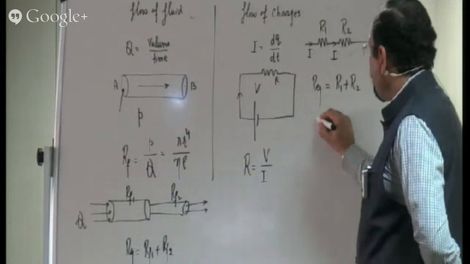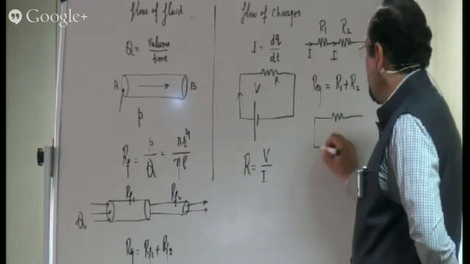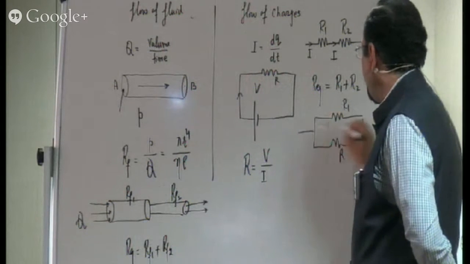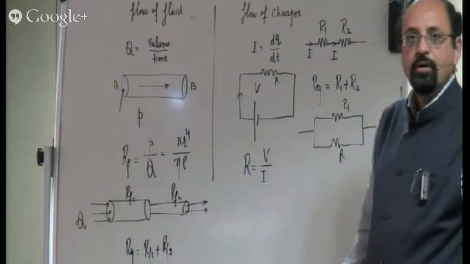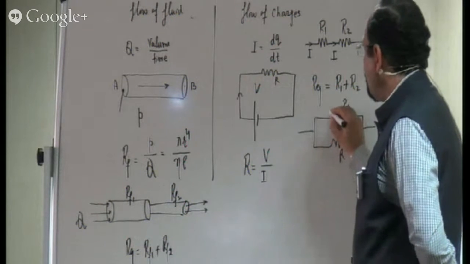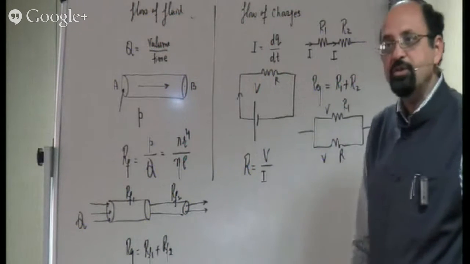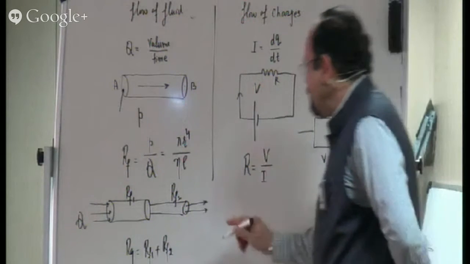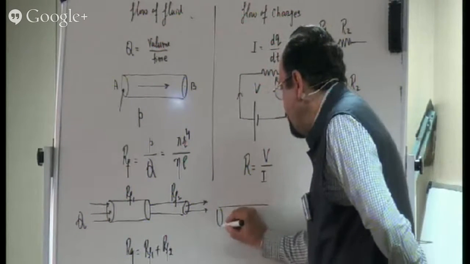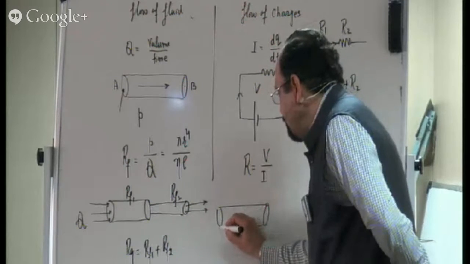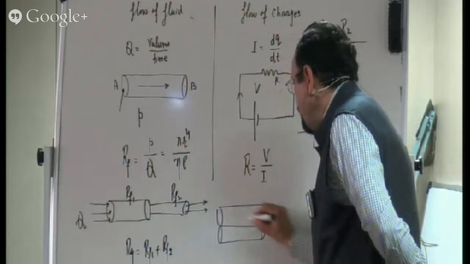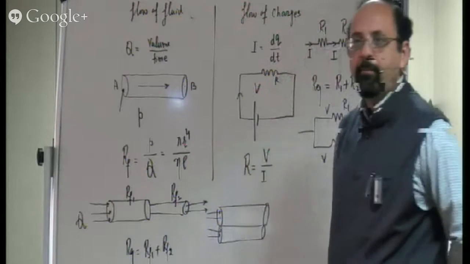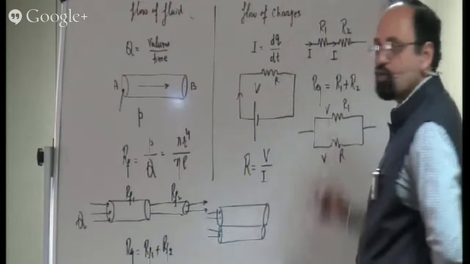If I have two resistors in parallel, say R1 and R2, in this case we say that the potential difference across this and across this are going to be the same. If I have a similar situation in our case, if I have a pipe and I connect another pipe and I permit the liquid to flow through both the pipes, I say they are in the parallel combination. That is the situation here.